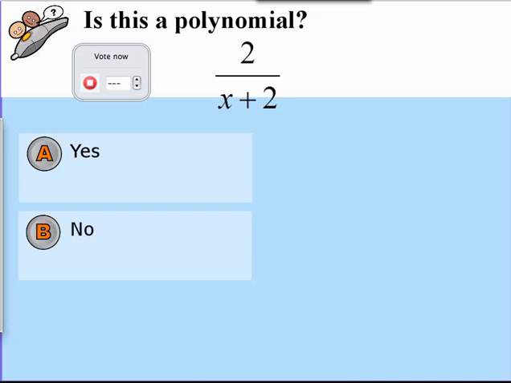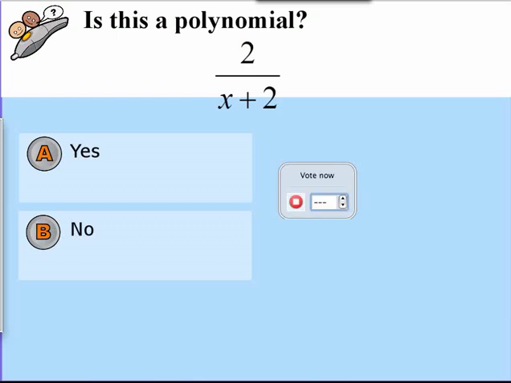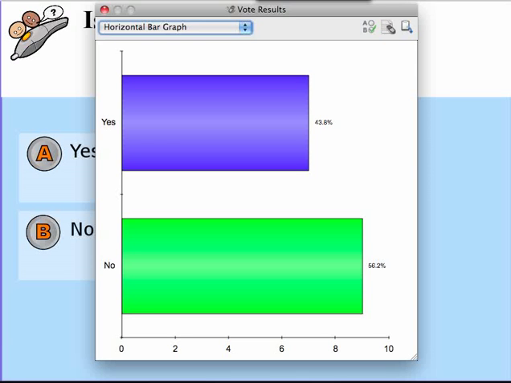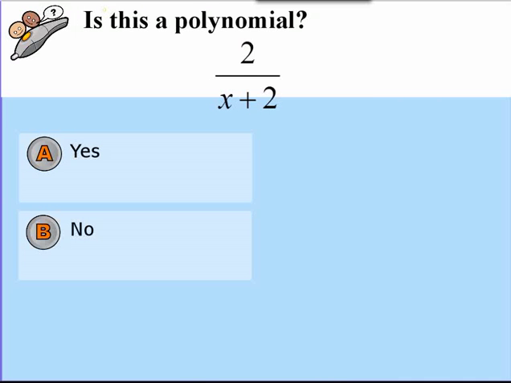Okay, is this a polynomial? Yes or no? No. Yes. Why is it not a polynomial? Because it's division. It's got the division, 2 over x plus 2. Remember, you can't combine them using division.